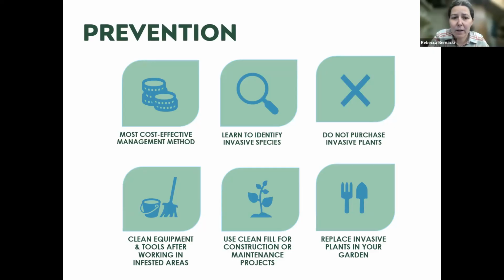If you are doing a construction project, I encourage you to investigate clean fill for those projects. APIP also just put out a fact sheet. Maybe Sean can drop the link in chat here for our best management practices for construction and fill projects. And last but not least, a lot of invasive plants have been sold over the years in the ornamental trade. So if you do have these invasive plants in your garden, we do encourage you to replace them with natives.